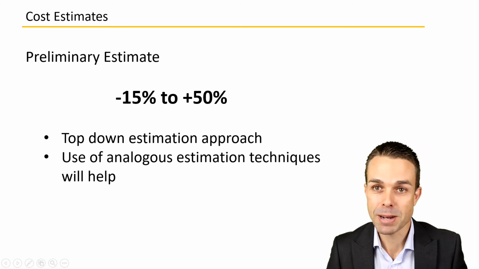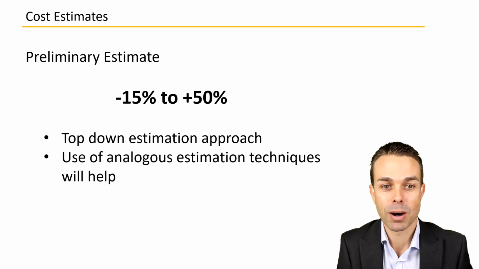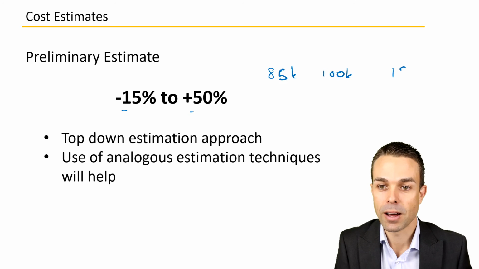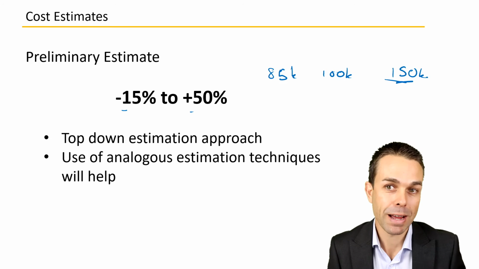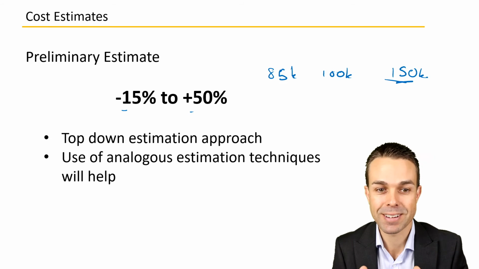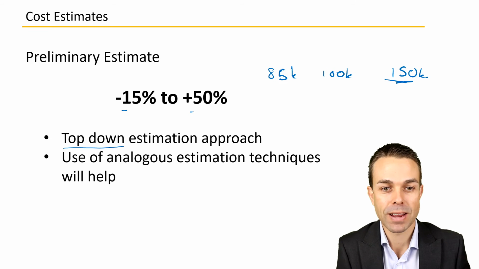Next, we have the preliminary estimate, which is minus 15 to plus 50. So we might have 85K, 100K in the middle, and 150K on the top end. As you can see, we might have a bit more information and we're honing it down. So it's more of a top-down estimation approach.